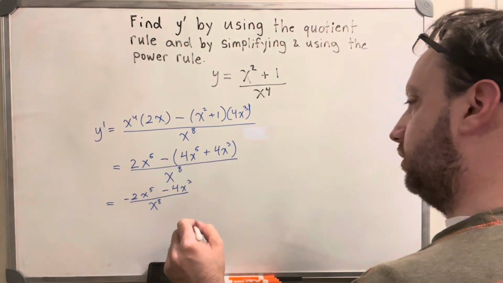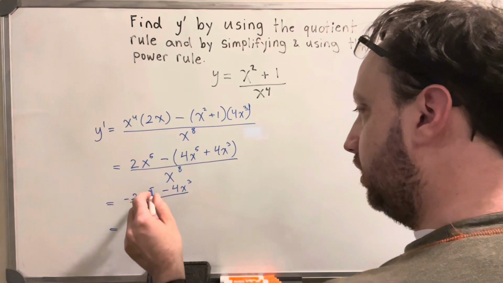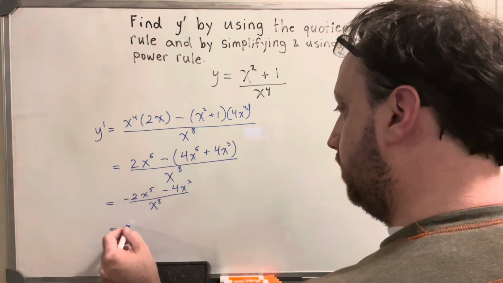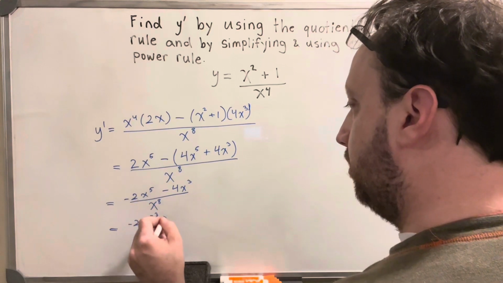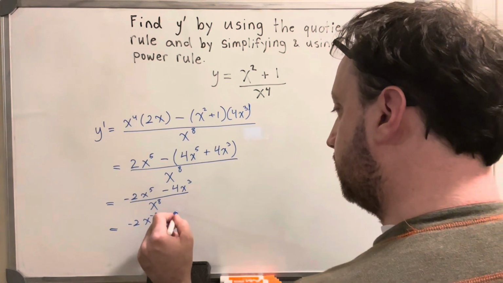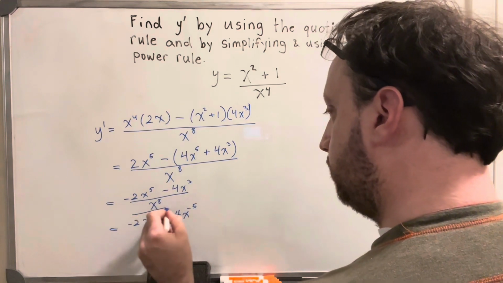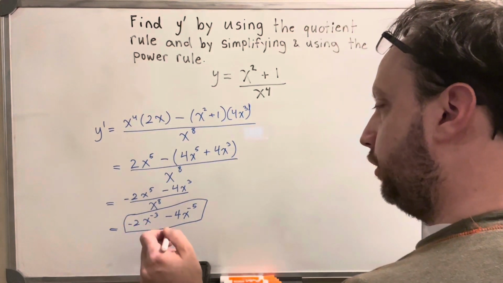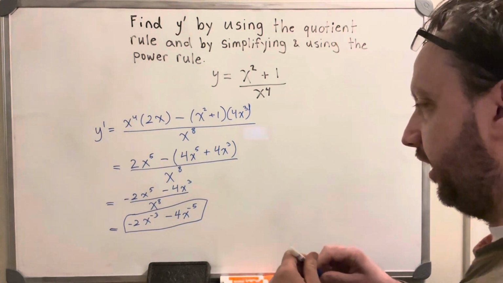x to the 8th. We can simplify now over here too, because minus 2x to the 5th over x to the 8th is minus 2x to the negative 3rd, minus 4x cubed over x to the 8th is 4x to the minus 5th. So this way, solving it using the quotient rule, we get negative 2x to the minus 3rd minus 4x to the negative fifth.